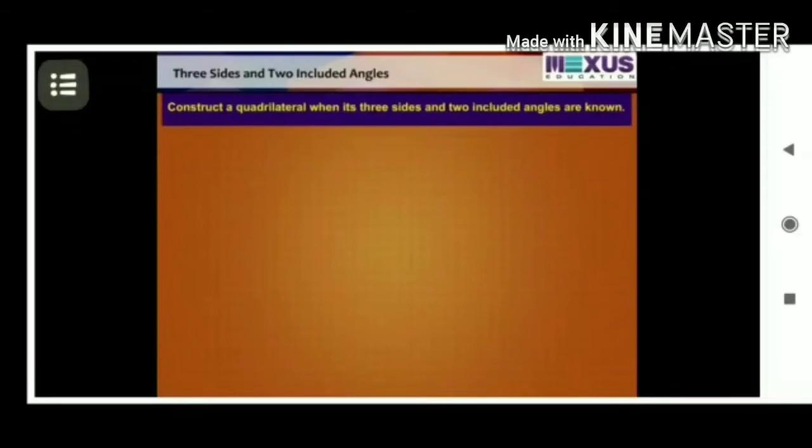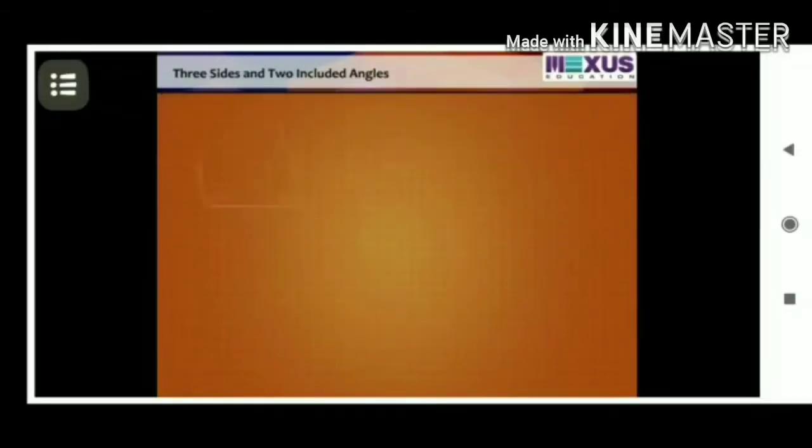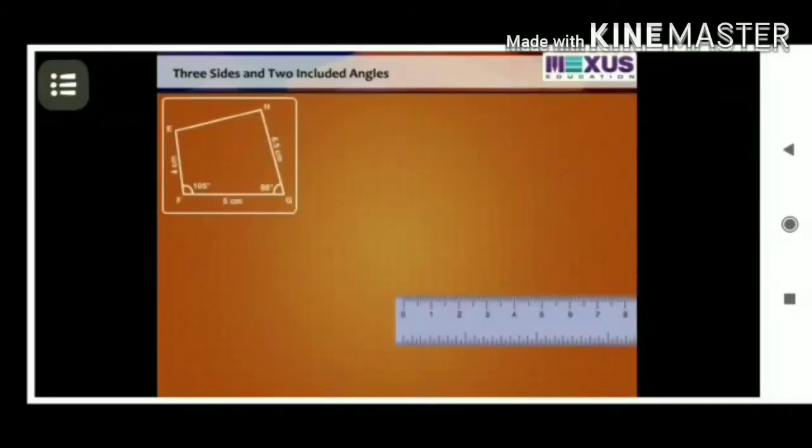Let us now learn how to construct a quadrilateral when its three sides and two included angles are known. To construct a quadrilateral EFGH, where side EF is equal to 4 cm, FG is equal to 5 cm, GH is equal to 6.5 cm, and angle F is equal to 105 degrees, and angle G is equal to 80 degrees. Step 1. Draw a line segment FG equal to 5 cm using a ruler.